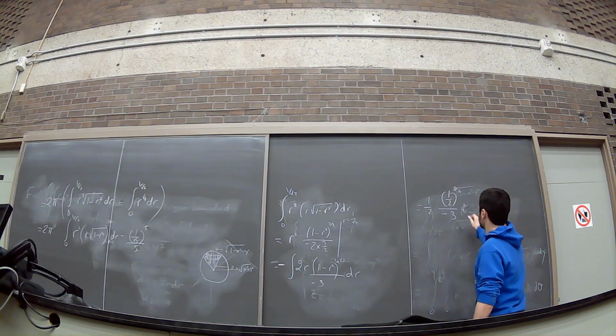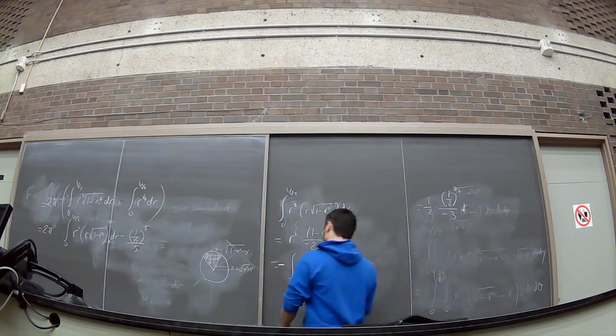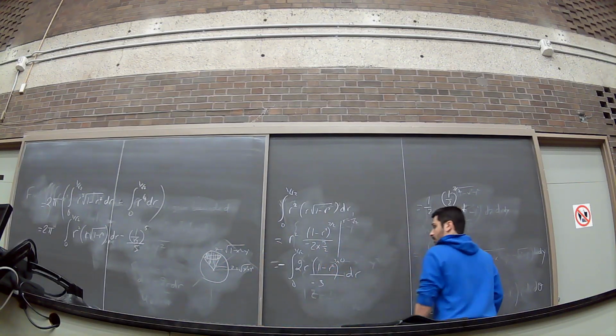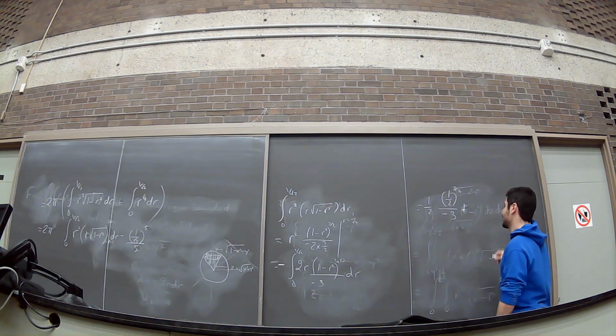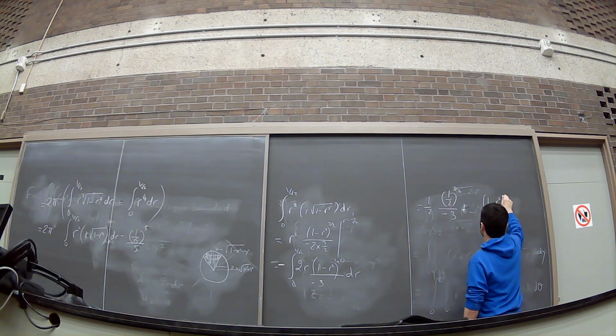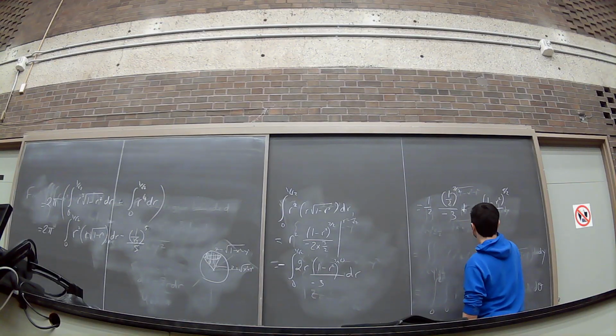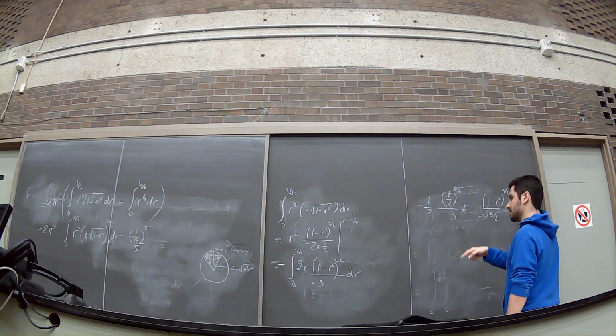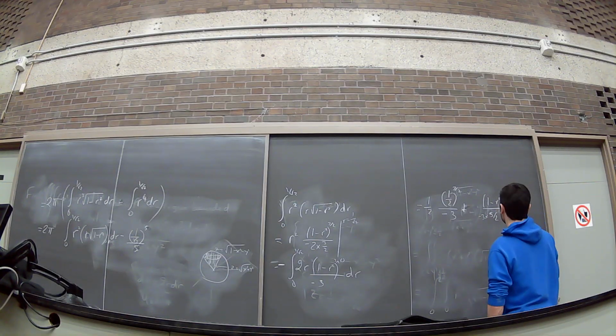Then let's integrate this one from 0 to 1 over root 2. What do I get here? I get 1 minus r squared to the 5 halves over 5 halves minus 3 here. Right? Is that what I have? Yeah, that's right. 5 halves, 5 halves. 2 is good.